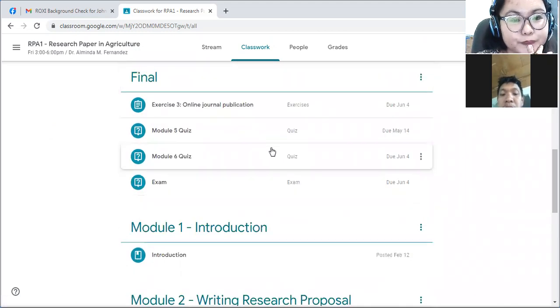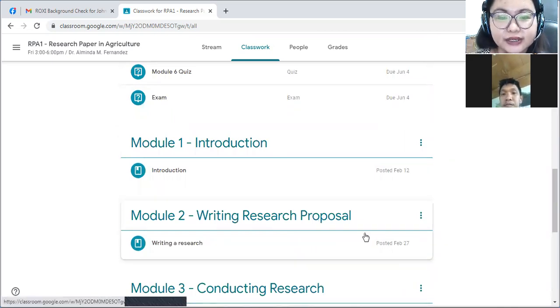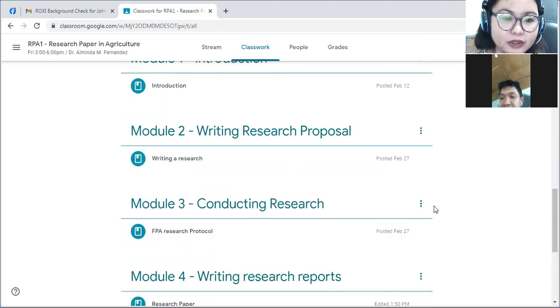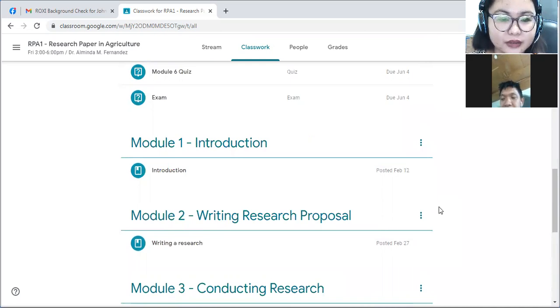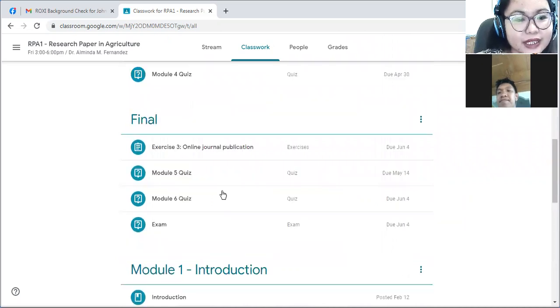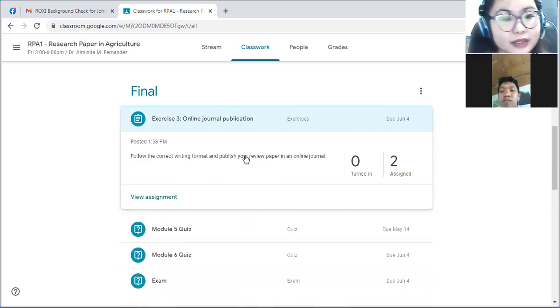This is a research paper subject, so hopefully you can use your writing skills. Unfortunately, we will use English. You might not know how to write even in Bisaya or Tagalog, so English is even harder. That's the last exercise, which is to publish it online. And although there is a publication fee, don't worry because I will cover the publication fee.